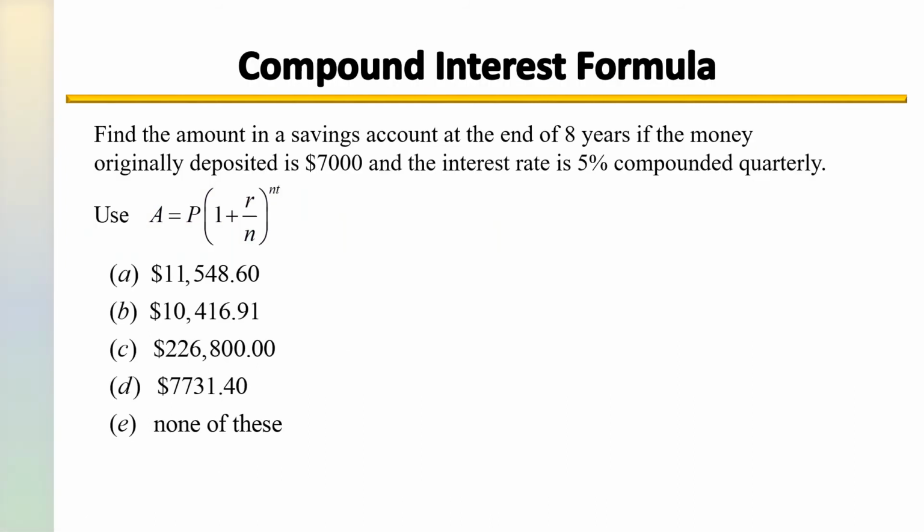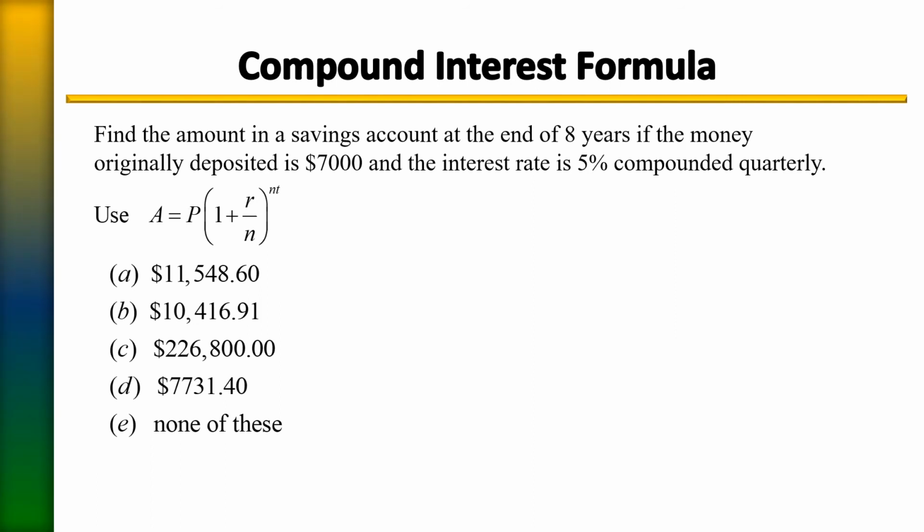So in this problem, we're going to be finding the future value, what it's going to be down the road, down the line. So find the amount in a savings account at the end of 8 years if the money originally deposited is $7,000 and the interest rate is 5% compounded quarterly.